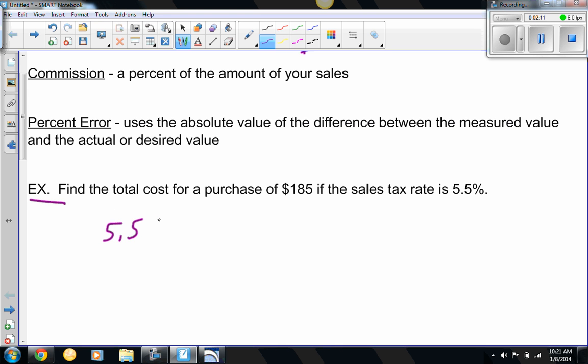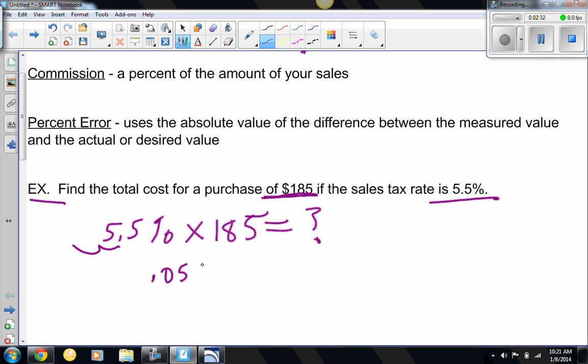So we're going to put it in the same form as we did yesterday. So the percent goes first, 5.5% of, so it says find the total cost of 185. So of 185, and then we're going to get our answer. So again, you're going to have to move 2 to the left here. So you have 0.055 times 185 for your answer.